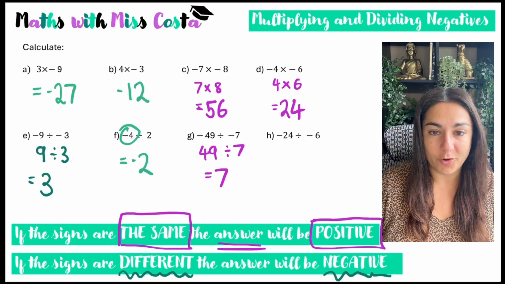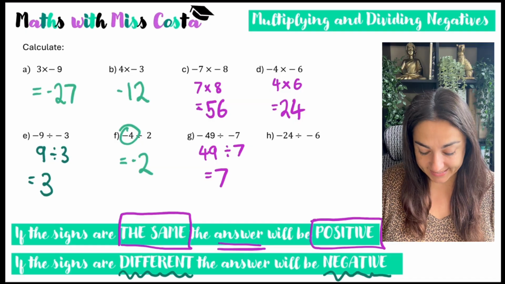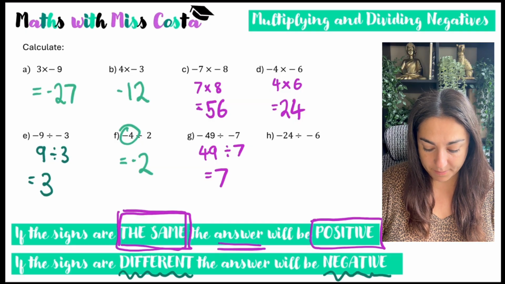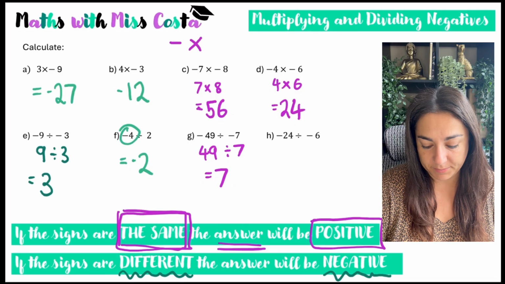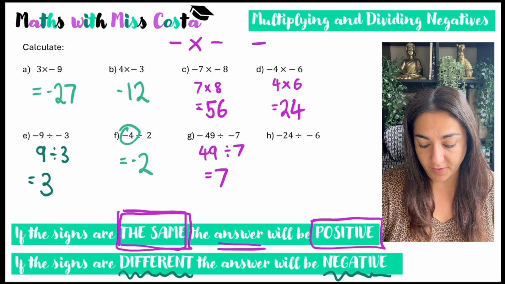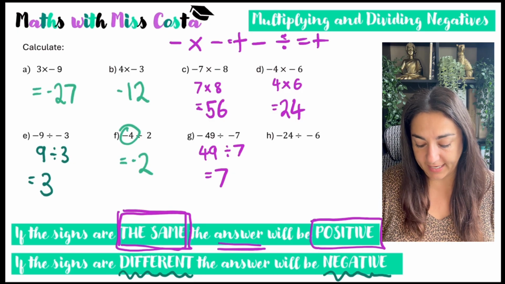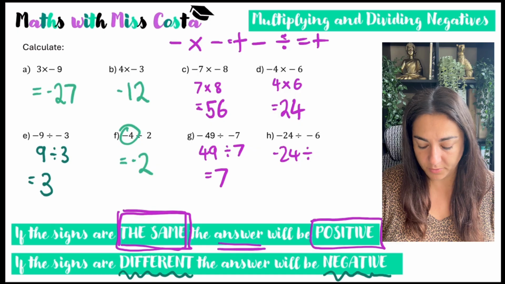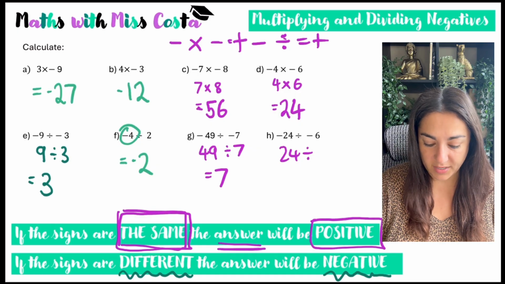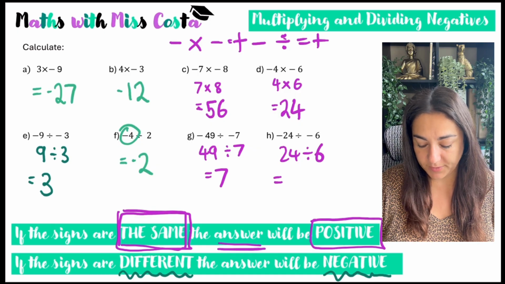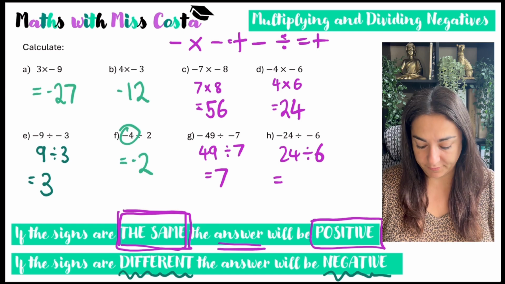And then again, I've got minus 24 divided by minus 6. The signs are the same. They're both negative. A negative times by a negative, or a negative divided by a negative, is always going to give you a positive answer. So that's the same as saying 24 divided by 6, which is 6, 12, 18, 24.